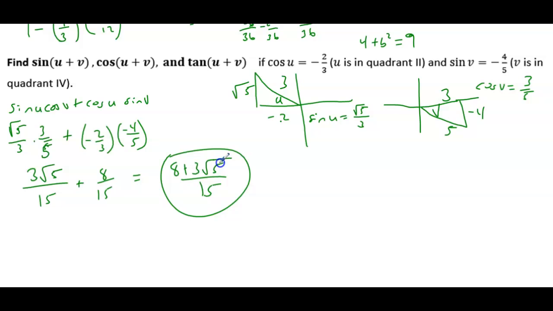All right. You actually can factor out a 3 out of this whole thing. So I take that back. You can reduce it. If you, no, you can't. There's no 3 in the 8. All right. Cosine of u plus v.